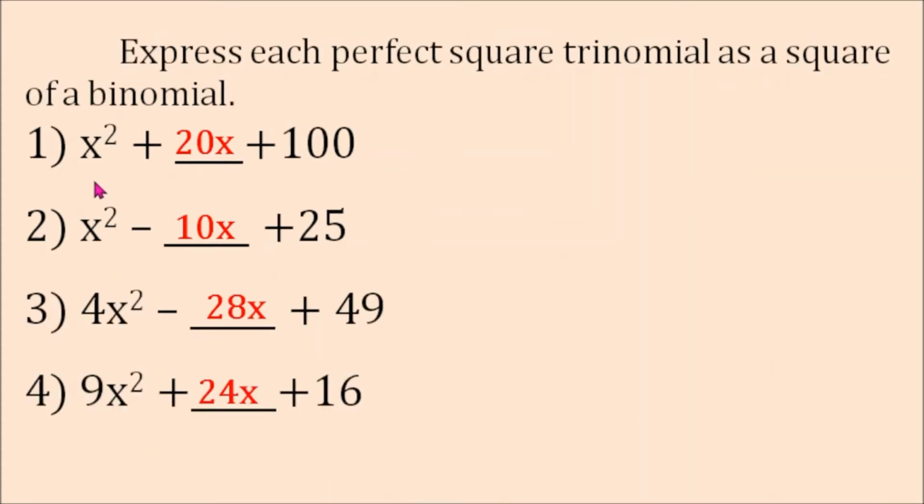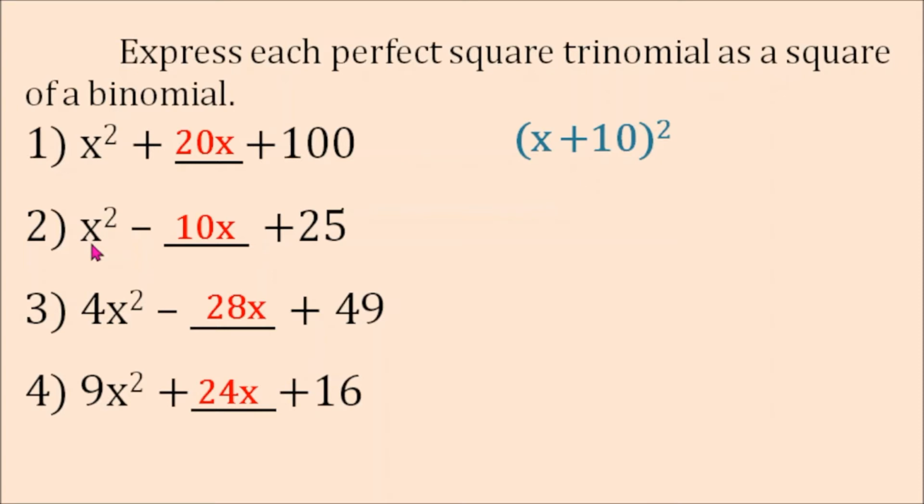Now, these 4 items here are already perfect square trinomials. How do we express each as a square of a binomial? So to express this as a square of a binomial, we will just get the square root of the first term, x squared, and that's going to be the first term of our binomial. And then the square root of 100 is 10, so that's going to be the second term of our binomial, and the sign of the second term is positive. So x plus 10 squared.